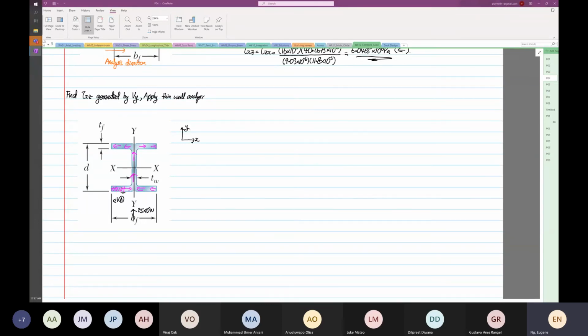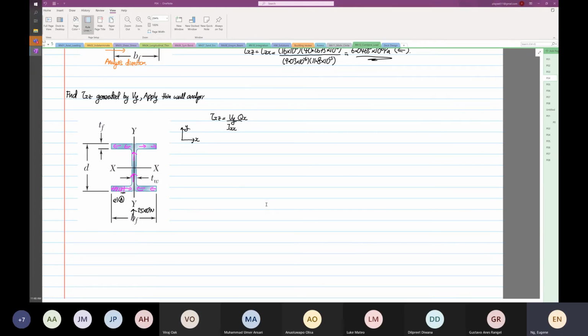So write down the formula first. I always write down the formula, then I know whether I'm going to use the X direction or Y direction. So the shear xz is equal to Vy over Ixx times Qx, right? So what does that mean? Qx is the first moment of area about the x-axis. This other one is the first moment of area about the y-axis, the one before.